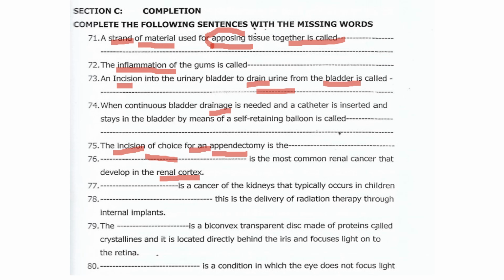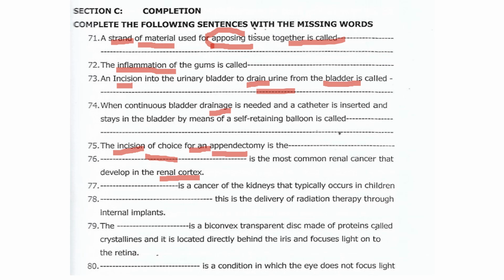Are we together? Now, when you go to 77, the question says dash is a cancer of the kidneys that typically, sorry friends. Let me explain this. The answer that I've given, yes, it is okay. I thought maybe I had interchanged the questions. Okay, let's continue.